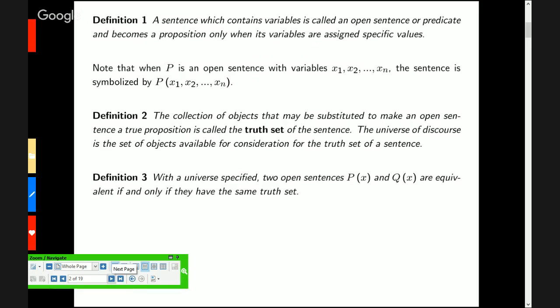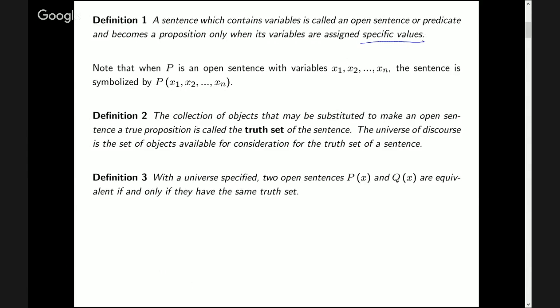A sentence which contains variables is called an open sentence or a predicate and becomes a proposition only when its variables are assigned specific values. So when you know what the variables are, then it becomes a proposition. When P is an open sentence with variables x1 to xn, we usually write the symbol P(x1, x2, all the way up to xn), comma delimited. We're not really going to use the symbol much, but when you see it, it means that it's an open sentence.